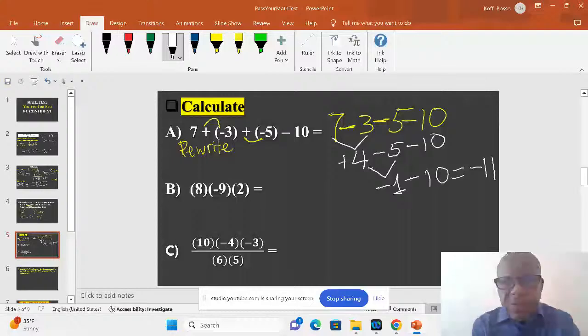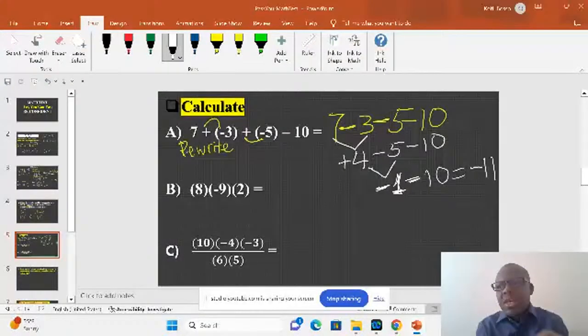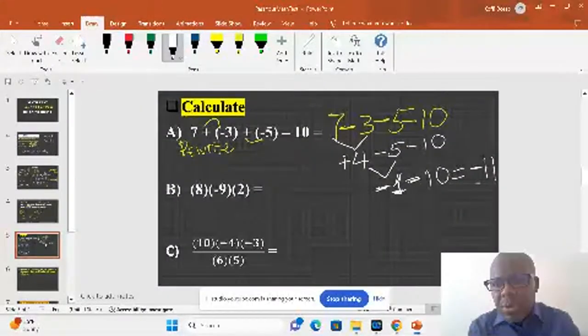Now, if I want to do positive 4 minus 5, okay, again, I take a 4 minus 5 and get negative 1. Then negative 1 minus 10: here, the two numbers have the same sign. Same sign, what you do is what? Keep the sign and add the two numbers. So if you add the 1 to 10, you get 11, and you keep the negative: negative 11.